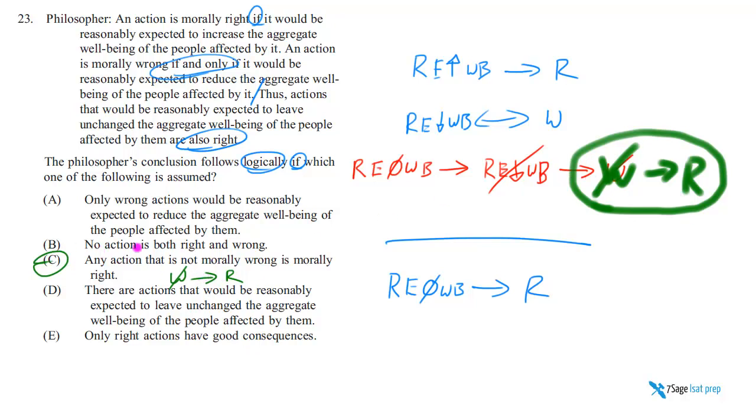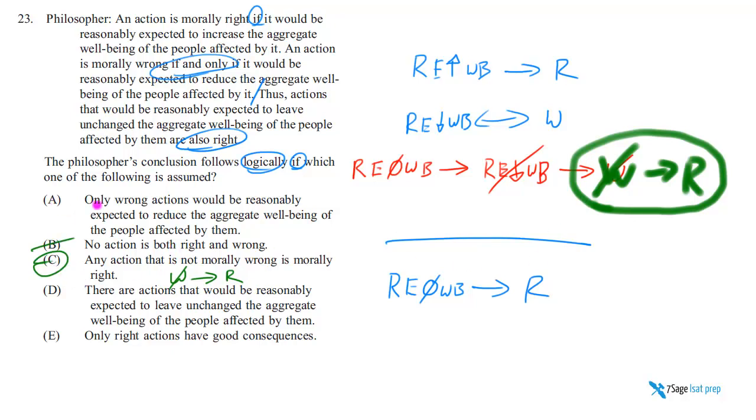So let's take a look at B. No action is both wrong and right. Okay, so actions can only be wrong, or they can be right, or I suppose they can be neutral. But just saying no action is both wrong and right doesn't tell me that there isn't such a thing as neutral actions. But that's exactly what C tells us. C tells us there are no neutral actions. They're either right or wrong. So if they're not wrong, they must be right. That's what makes this the correct answer choice. This is what allows us to draw the conclusion.